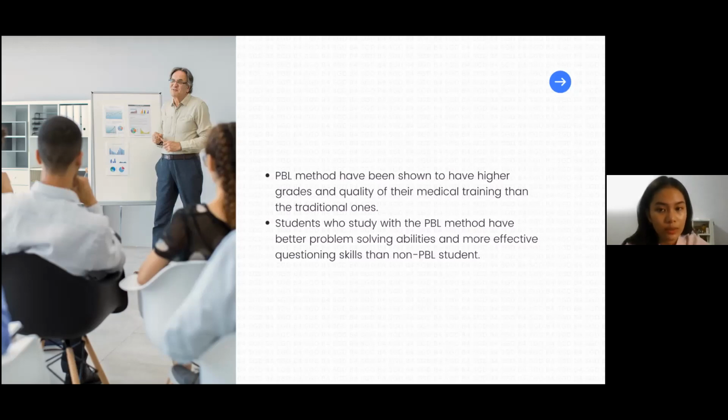Students who study with the PBL method have better problem-solving abilities and more effective questioning skills than non-PBL students. This ability is so important because it will contribute to the doctor's questioning of patients and diagnosis practices, which medical students will use once they become doctors. Effective questioning skill will greatly help medical students later to understand what their patients feel and think. It also contributes to patient comfort in their health care.